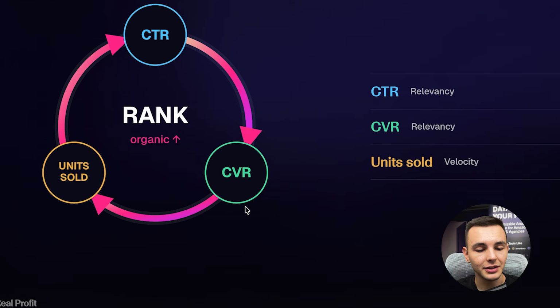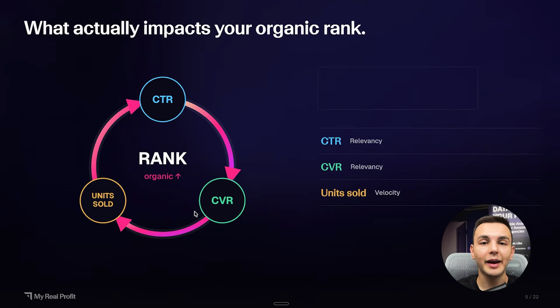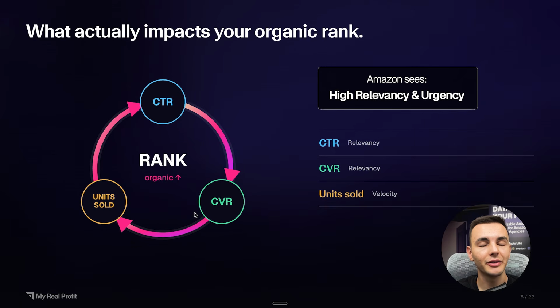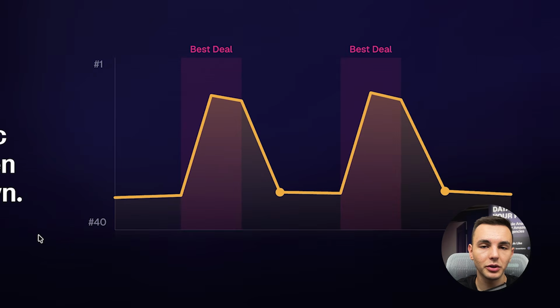So let's go back to this chart again. You can see here, it's a flywheel. So when you run a best deal, guess which metrics go up? All of them. Click-through rate, units sold, and conversion rate. Amazon sees your product is highly relevant, and also there is a sense of urgency, and that's why they're going to rank your product up during the best deals. So when you have a best deal, your organic rank will go up.